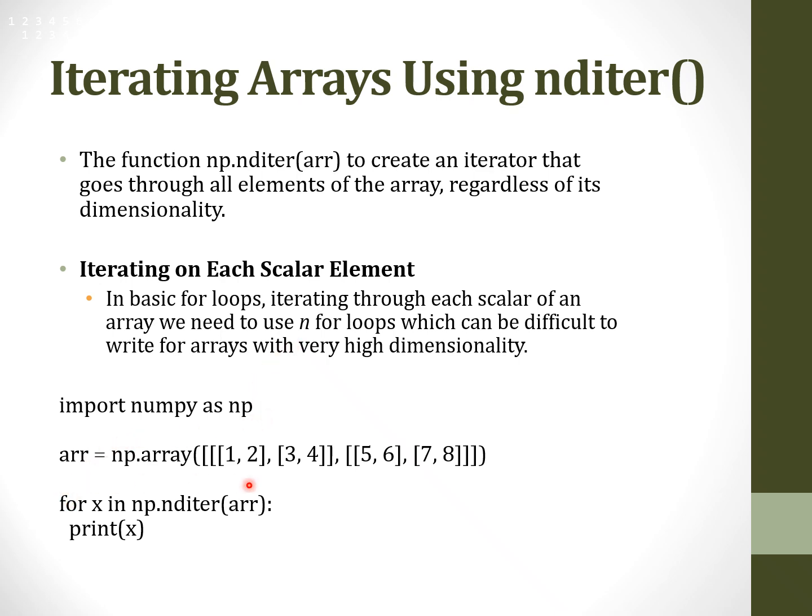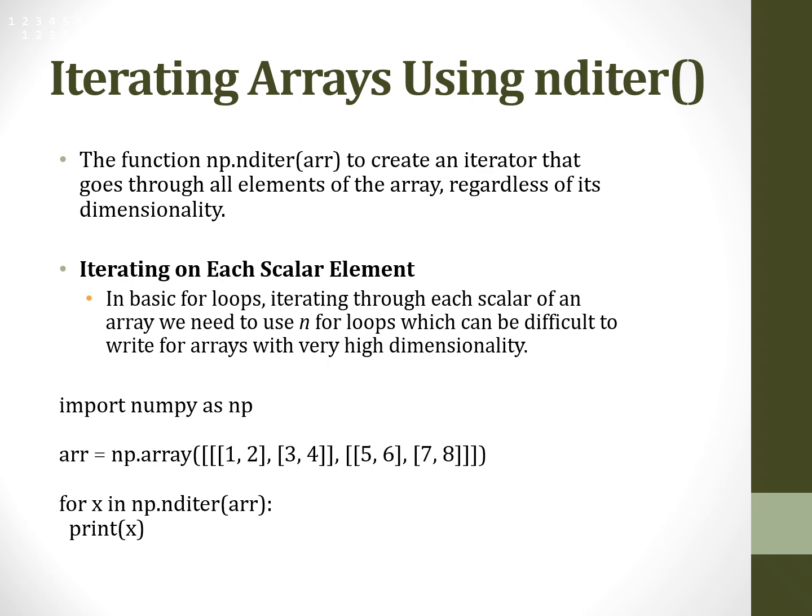What happens here? We are giving an array, then you give for x in np.nditer(array), print x. The example we have seen here is only two-dimensional, so we could do it with the earlier methods too. But if the dimensionality increases, then that many iteration loops you'll have to put, which becomes very difficult.